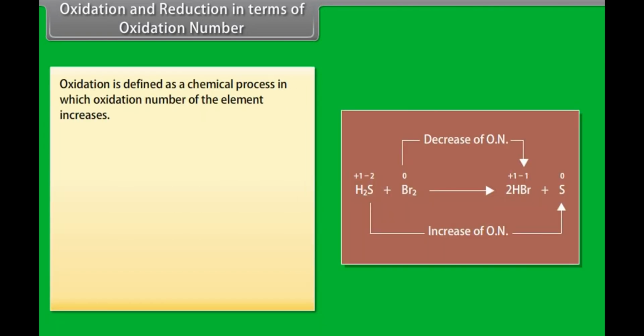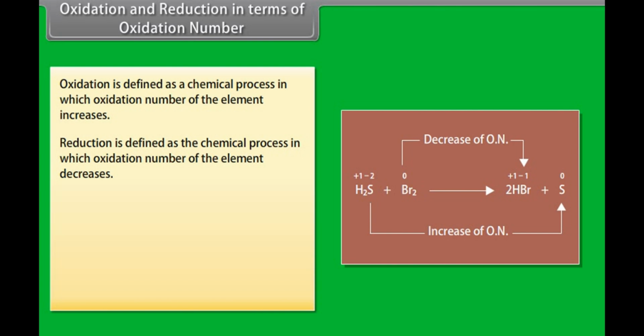Oxidation is defined as a chemical process in which the oxidation number of an element increases. Reduction is defined as the chemical process in which the oxidation number of an element decreases. Consider the reaction between hydrogen sulfide and bromine to give hydrogen bromide and sulfur. The oxidation number of bromine decreases from 0 to -1, thus it is reduced. The oxidation number of S increases from -2 to 0, hence H2S is oxidized.